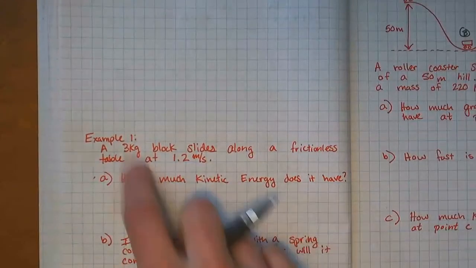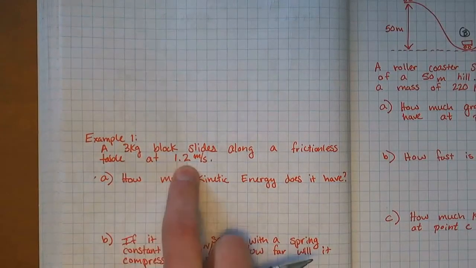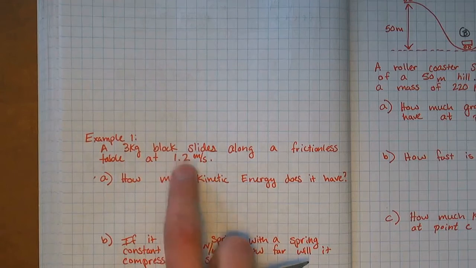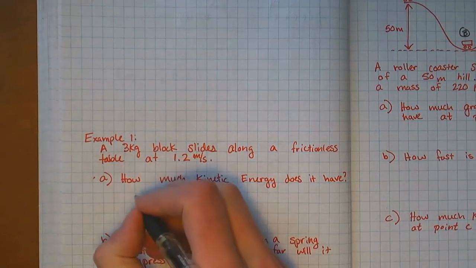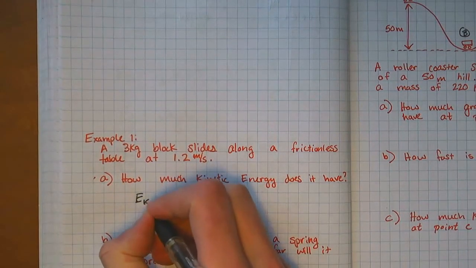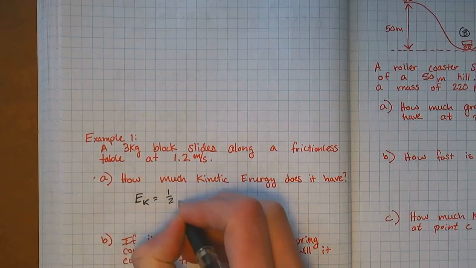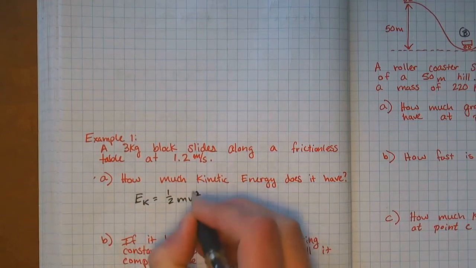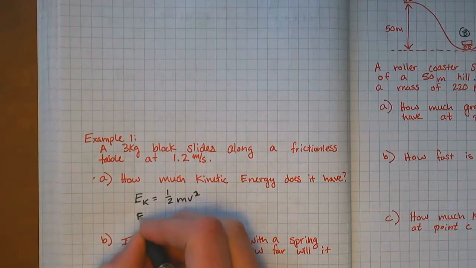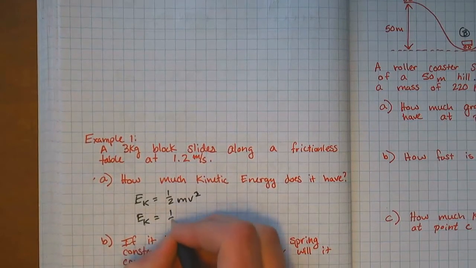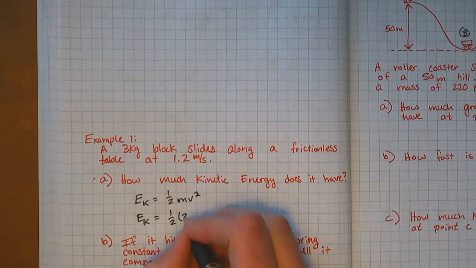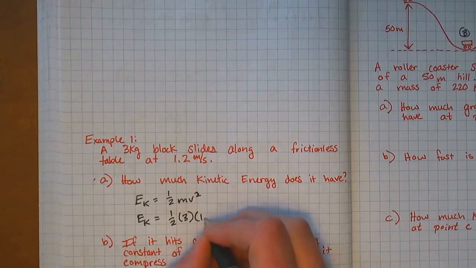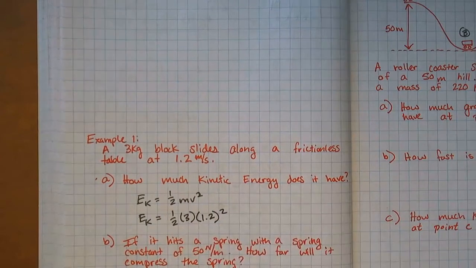So we know the mass right here, it's 3 kilograms. We know the velocity, it's 1.2. So we know that our equation is 1/2 mv squared. So go ahead and plug in our information: 1/2 times 3 times 1.2 squared.